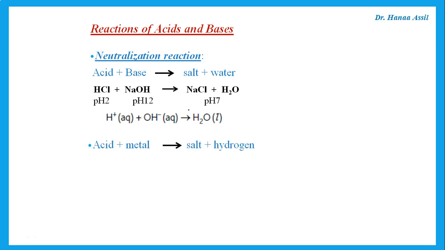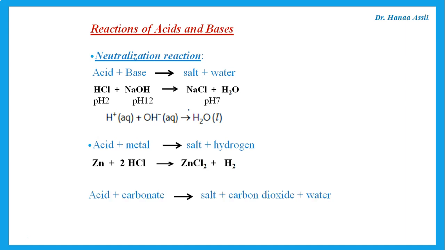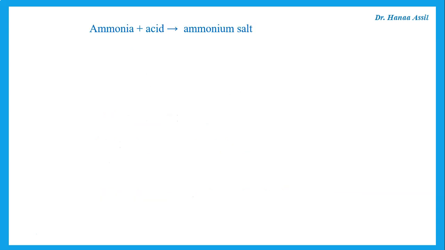What about acid plus metal? Acid plus metal will give salt plus hydrogen. Acid plus carbonate, anything carbonate, sodium carbonate, calcium carbonate, this will give a salt plus carbon dioxide plus water. So HCl, for example, with calcium carbonate. Now what is the salt? The salt is calcium chloride, plus carbon dioxide plus water.